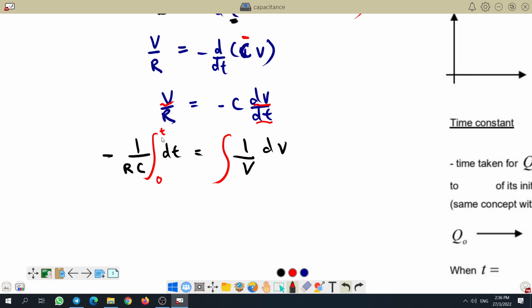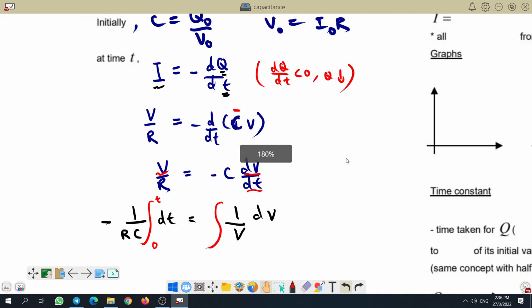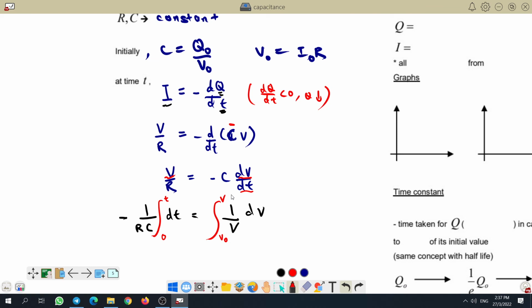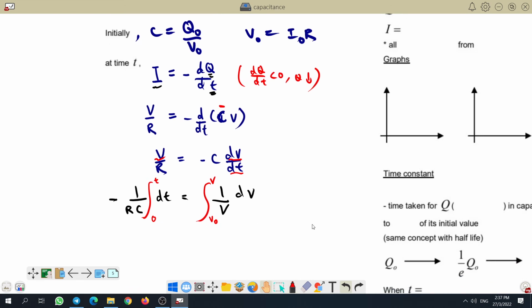Whereas the V is from 0, right? No, you have to be careful. That's why you need to know what is happening at the initial. Initially V is not 0. Initially V is V naught. V naught to V. Okay, it's not so difficult, right? When they ask you to prove, many steps, just don't get stuck.